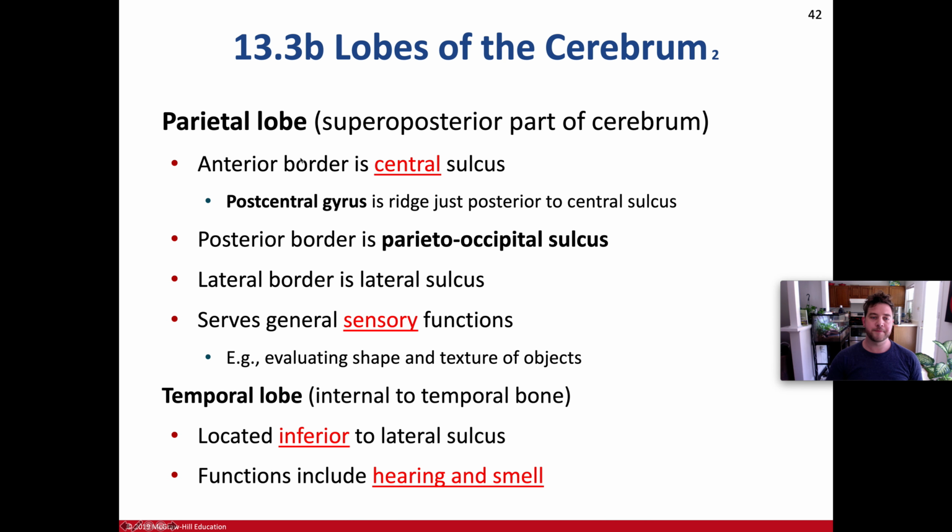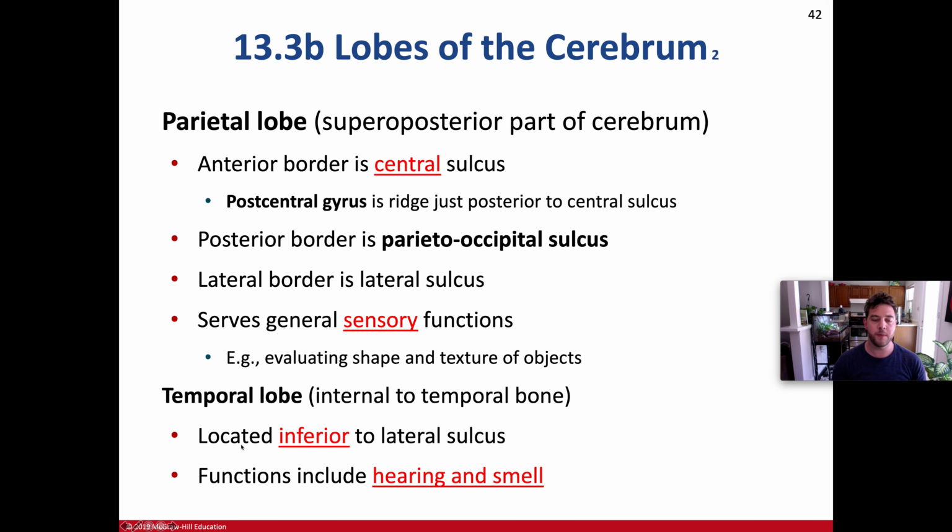The parietal lobes. The anterior border is the central sulcus, so meaning the parietal lobe will come all the way up to the central sulcus. Located just behind that is the postcentral gyrus. The posterior border is the parieto-occipital sulcus. So its anterior border is its central sulcus. Its posterior border is going to be the parieto-occipital sulcus. And then the lateral border is the lateral sulcus as well, dividing the temporal lobe. It serves general sensory functions, evaluating shape and texture of objects, as well as temperatures and things like that.